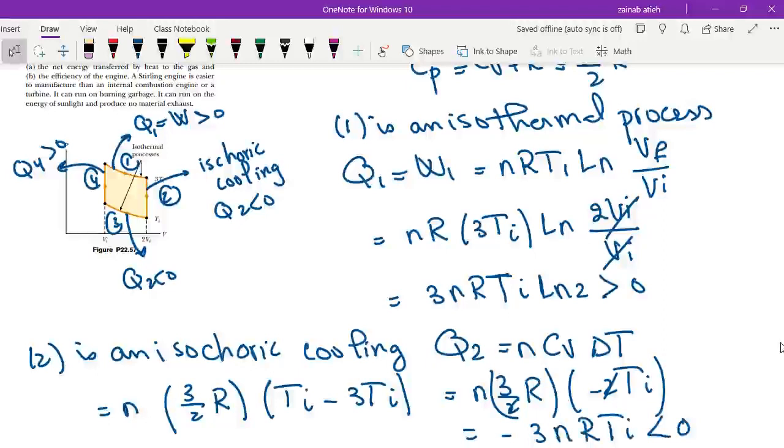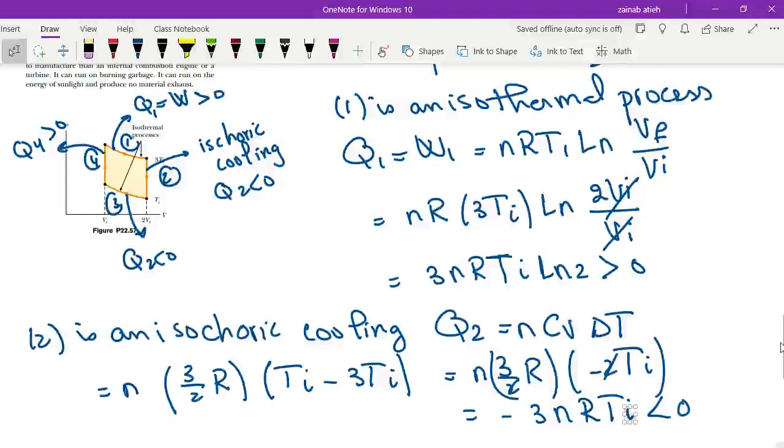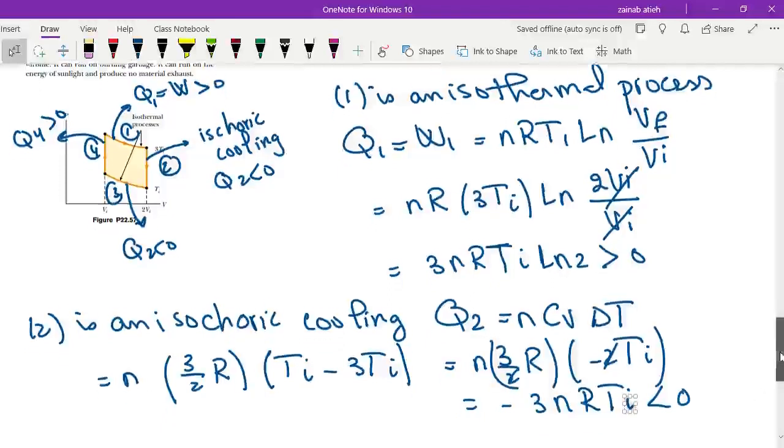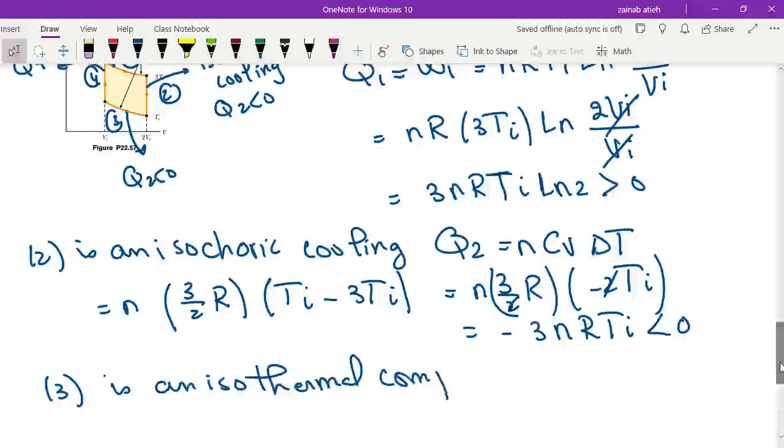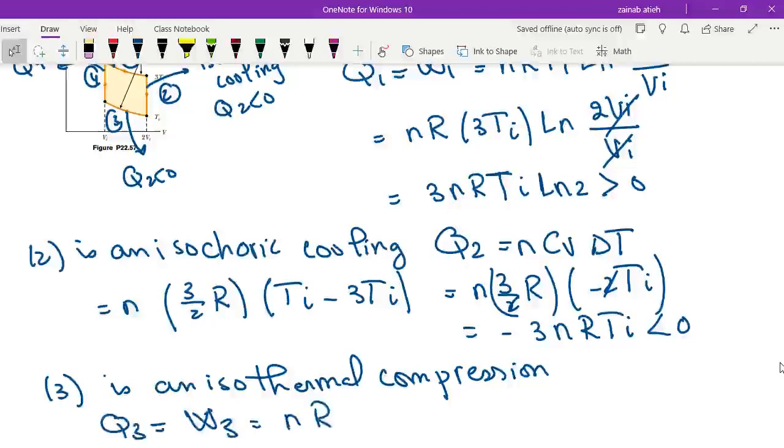So this is positive. Now I will move to the third one. 3 is an isothermal compression. So because it's an isothermal compression, Q3 is equal to W3, it's equal to nRT3, which is the temperature of this process, ln final over initial. Finally, I will arrive to Vi, initially I was at 2Vi. So I arrived at V initial and I was at 2Vi. Which will give me nRT3, I mean the temperature of process 3, but you can just substitute Ti directly, ln 1 over 2.